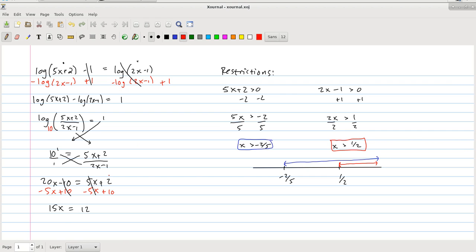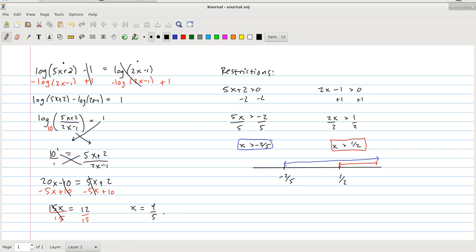Finally, we'll divide both sides by 15 to get x by itself. So on the left, these reduce to give us just x. On the right, we can reduce also because these both have a 3 in common. So we can reduce this to 4/5.